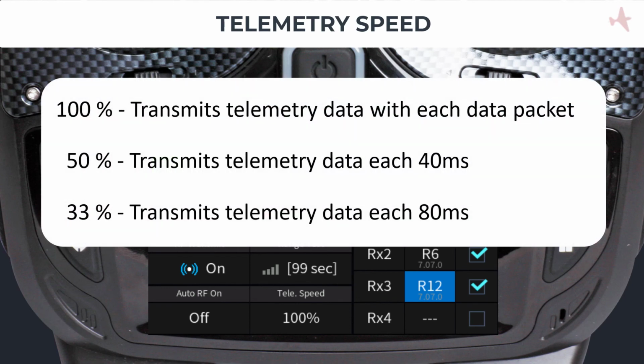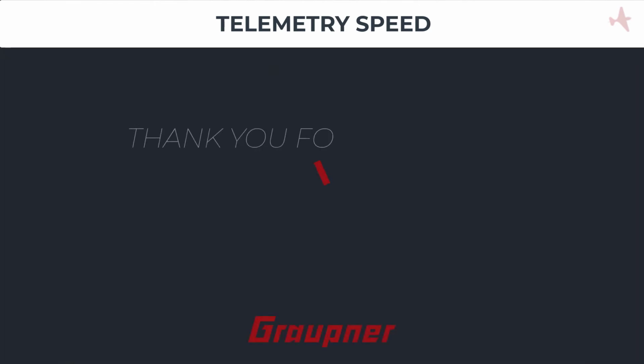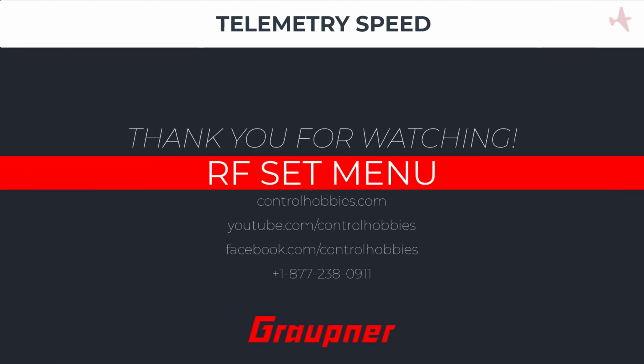Experiment with the proper telemetry period value for your situation. You can reduce the amount of telemetry data transmitted back from the receiver to the radio by tapping on the Telemetry Speed button to change the values. This concludes the RF Set menu tutorial.